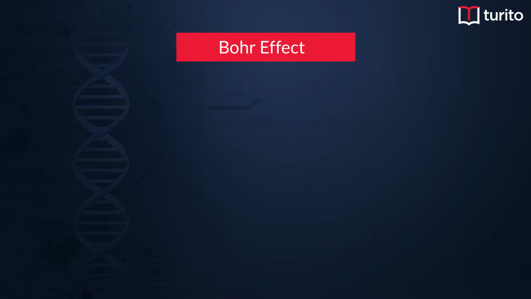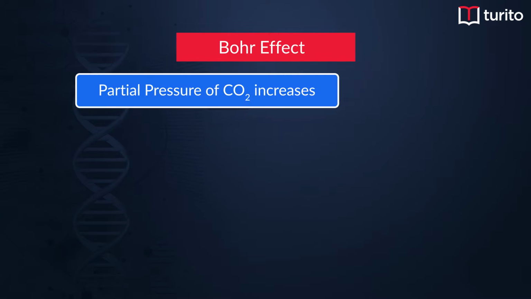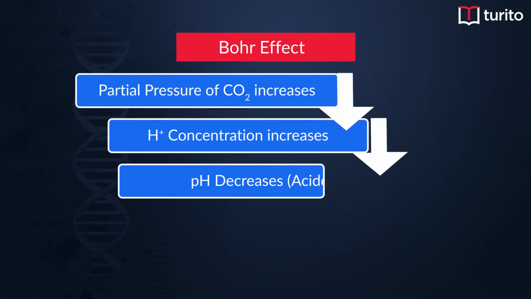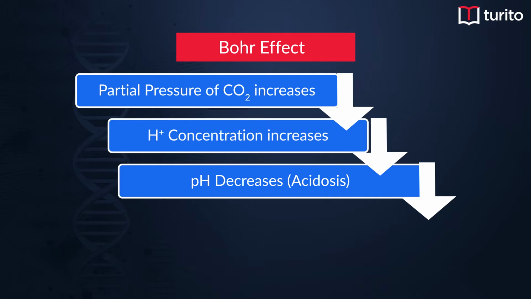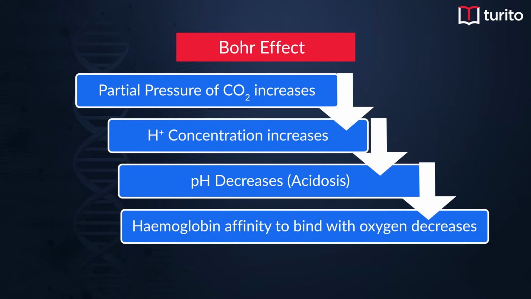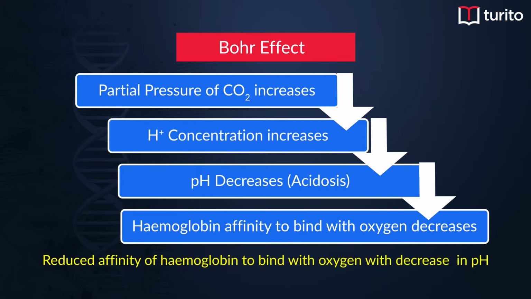So here we have to understand that as the partial pressure of carbon dioxide increases, the amount of protons increases, meaning the pH decreases, leading to acidosis. The decrease in pH will reduce the affinity of hemoglobin to bind with oxygen, so the oxygen is set free. This is called the Bohr effect. The Bohr effect explains the reduced affinity of hemoglobin to bind with oxygen with the decrease in pH.